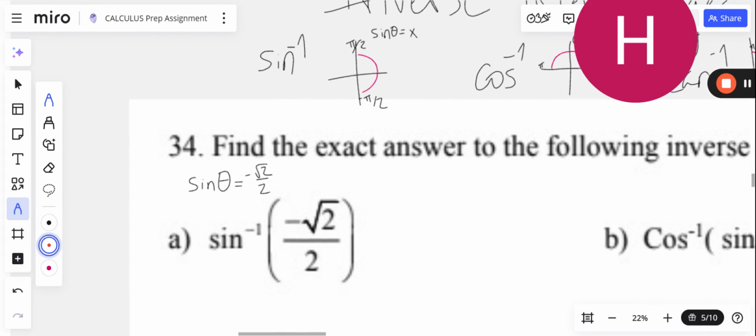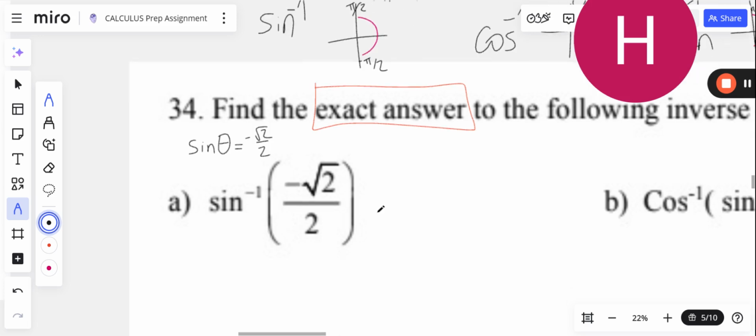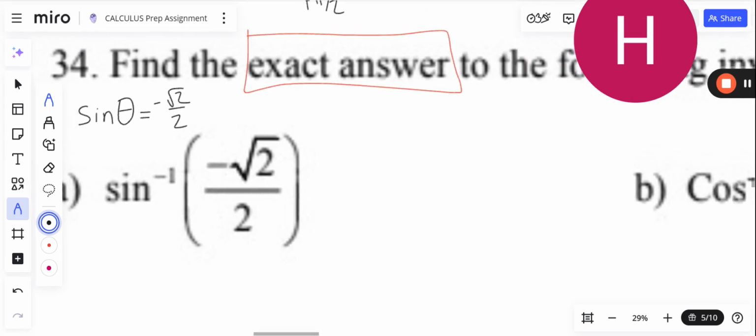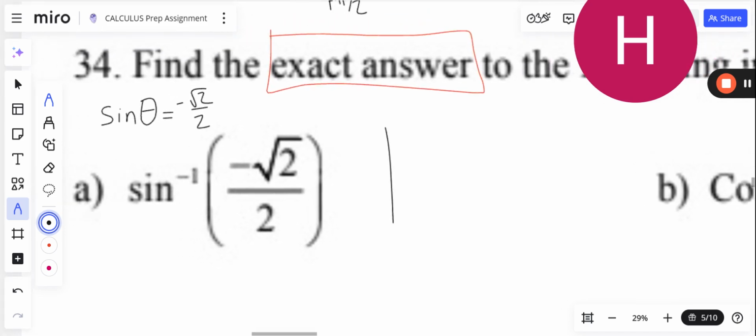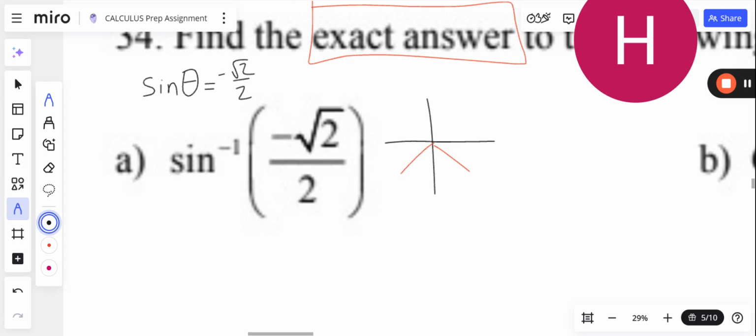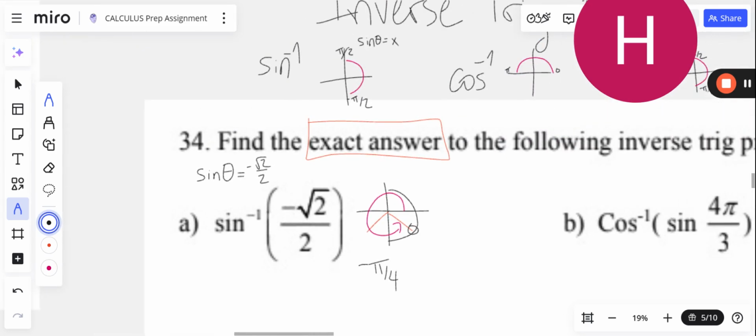Now we're finding the exact answer. That usually means don't use a calculator, don't get the decimal approximation. We want the exact answer. And we're going to do this in radians, okay? So when is sine equal to -√2/2? Since sine is the y value on the unit circle, and √2/2 is in the pi/4 family, we're going to be looking at this angle here, and we're going to call it -pi/4 rather than calling it 7pi/4, because the range of sine inverse is from -pi/2 to pi/2. 7pi/4 is not in that range.